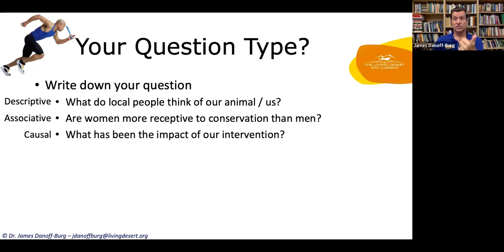Is it a descriptive question? What do people think about something? Is it an associative question? Is group A different from group B? Or is it a causal question, where we have done something that could have caused a change in the community? So we'll take a moment to write that down now.